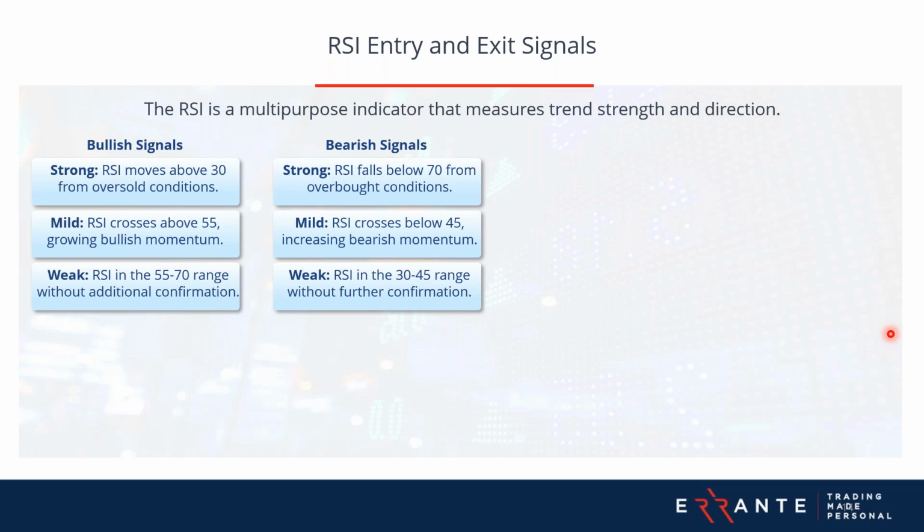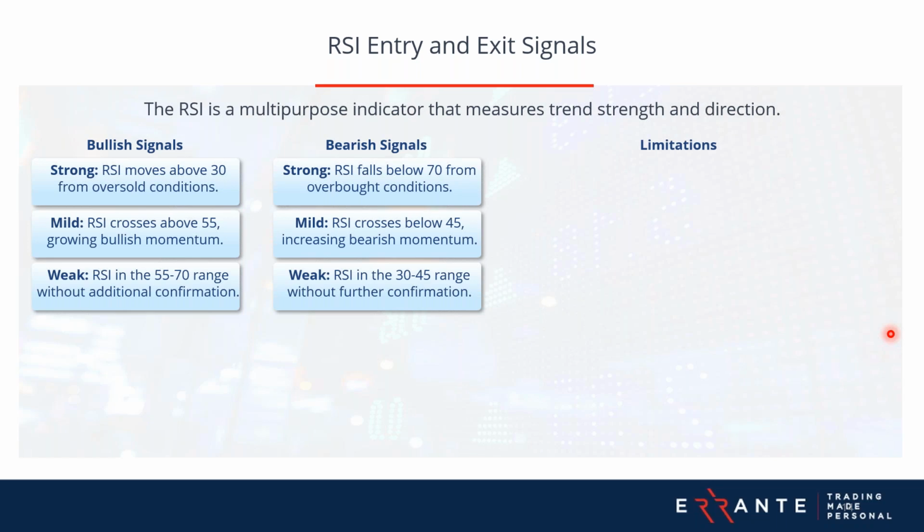The mild bearish signal is when RSI crosses below 45, signifying increasing bearish momentum. It's not as decisive as a strong signal, but it can be a nudge for traders to consider preparing for a potential downtrend or to exit long positions. And the weak bearish signal occurs when the RSI reading is somewhere in the 30-45 range without further confirmation. It's a nudge rather than a shove, hinting at possible bearish activity but requiring more evidence before taking action.